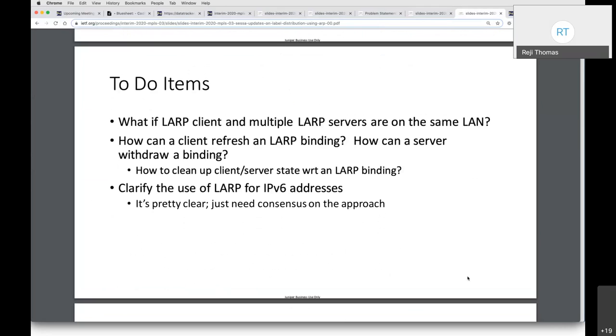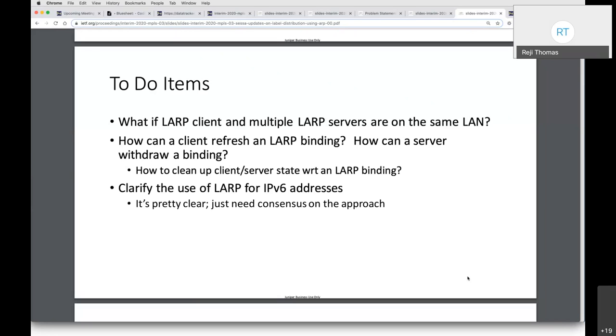Yeah, so there are some to-do items we need to update on the draft. One of the assumptions we had was that on the LARP reply today we only send an LARP, and there's an implicit assumption that on the specific interface we have a single LARP server or gateway. So this LARP label, which is returned by the LARP server, is bound to the specific IP address of that gateway. This would be a problem if we have multiple LARP servers on the same LAN. For that, we need to revisit that, and if it makes sense, add the IP address also in the LARP reply.